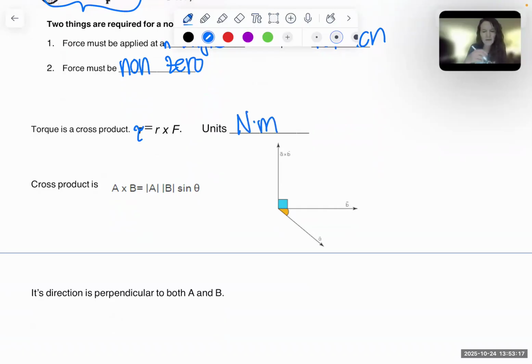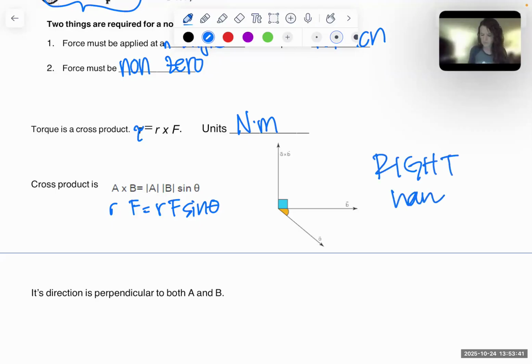Hopefully you remember from some math class that your cross product would be the first thing cross the second thing. So in this case, R cross F, which would be RF sine theta. And this gives you the magnitude. If you want to know the direction, you would use the right hand rule. So in this case, you put your right hand. Be really careful. If you're right-handed, you are often writing with your right hand, and then you think about the right hand rule, but this is your left hand. So please use your right hand.